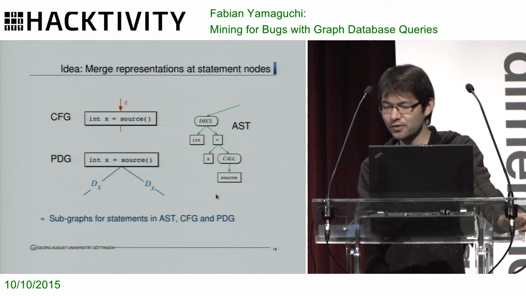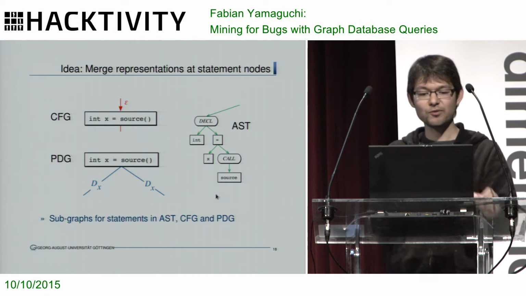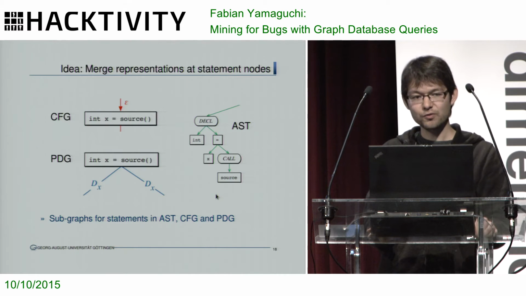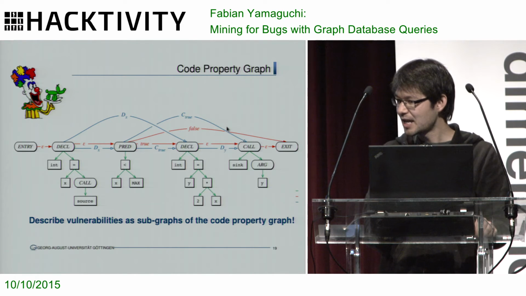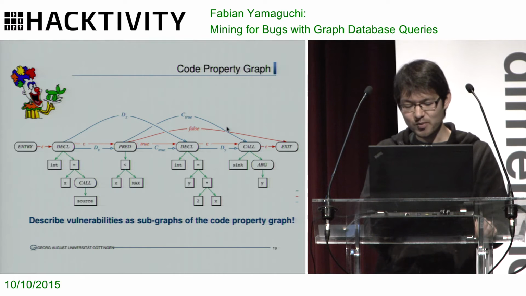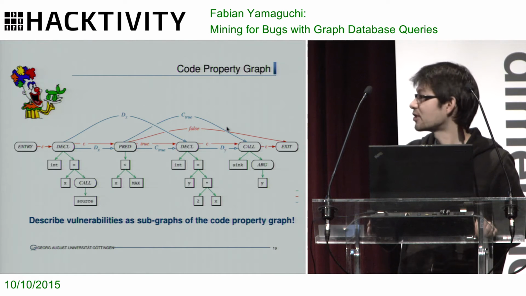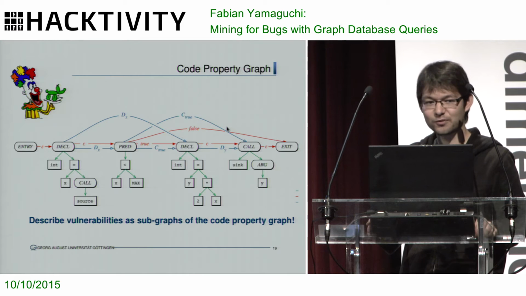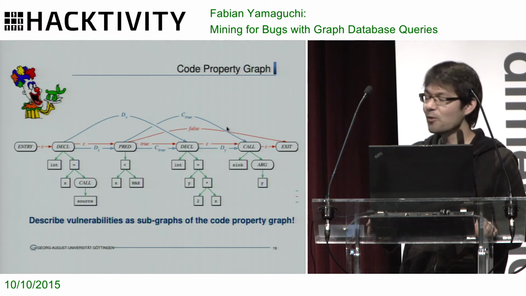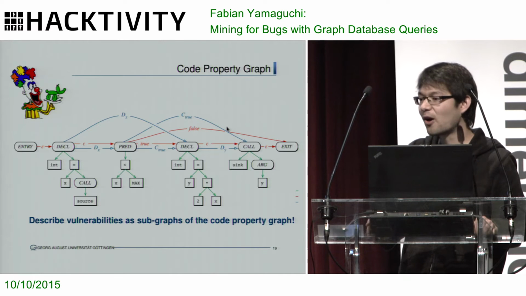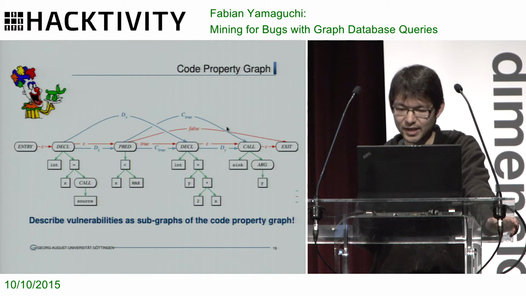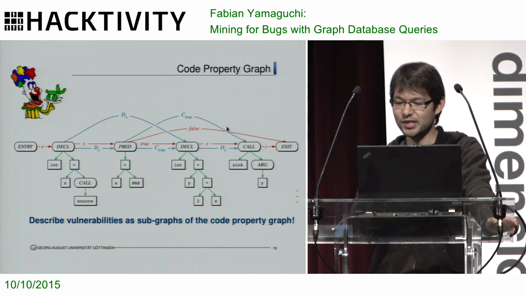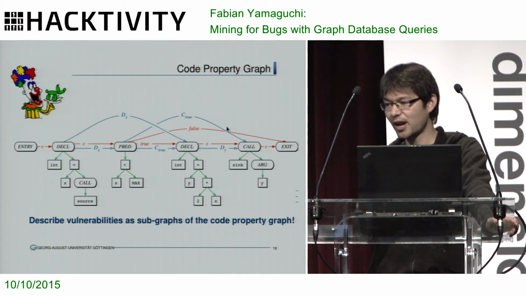And the main observation to do this is that actually in each of these graph representations, there's a node for each statement, right? So why not just merge them? The main trick here is that we actually have labels on the edges to distinguish the different types of edges that we have. But now we have a data structure that represents all of this in one. And this is what we call the code property graph. And now the question is, can we maybe describe vulnerabilities as subgraphs in this code property graph?